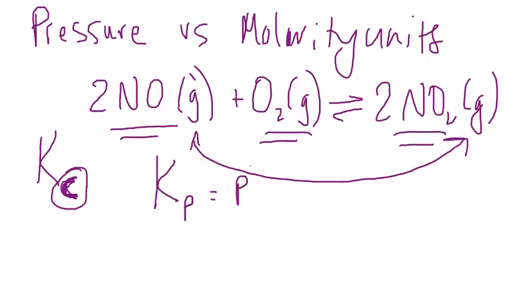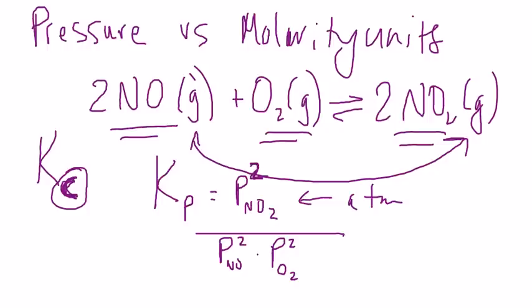We could express this as the partial pressure of the NO2 gas divided by the partial pressure of the NO gas squared times the partial pressure of the oxygen gas, in atm units instead of concentration units. One could also ask, well, if I have atm and concentration units, can I interconvert between them? And yes, you can.